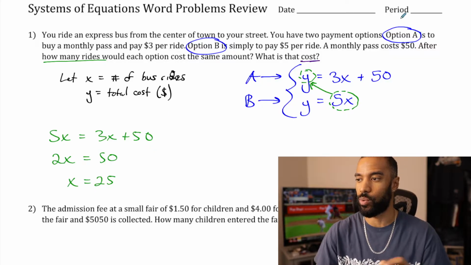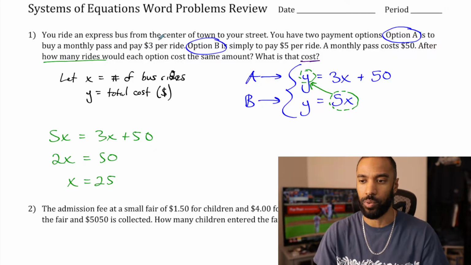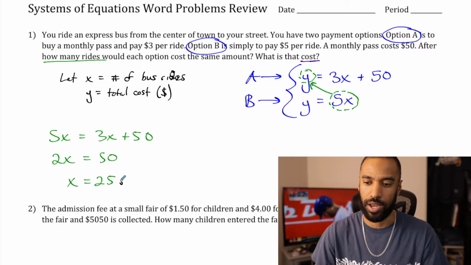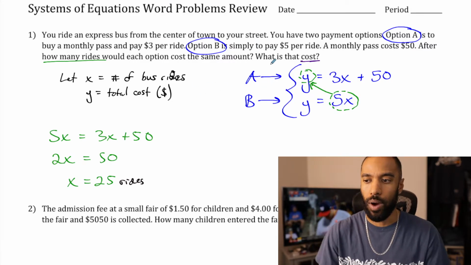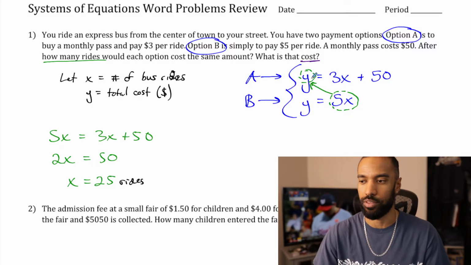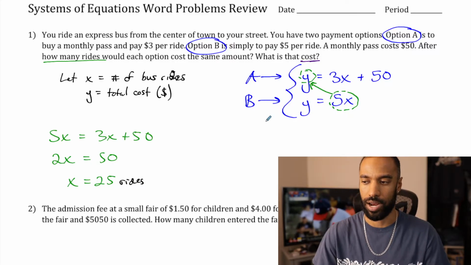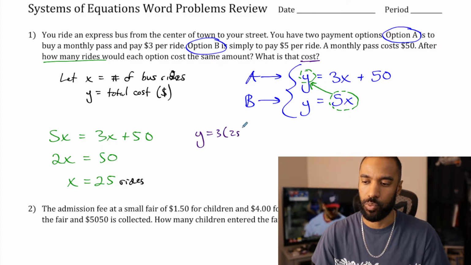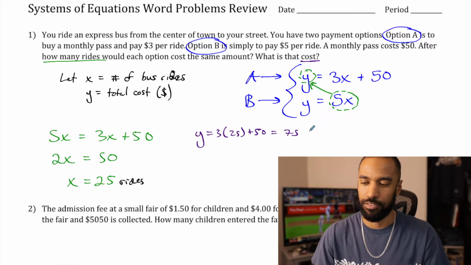So we answered the first question, after how many rides would each option cost the same amount, after 25 rides. Now, what is that cost? Well, the cost is based on 25 rides. I may substitute 25 in for x here or here, and I should get the same answer. Let's check that out. y equals 3 times 25 plus 50. That's 75 plus 50, which is $125.